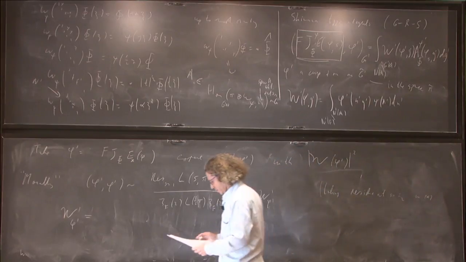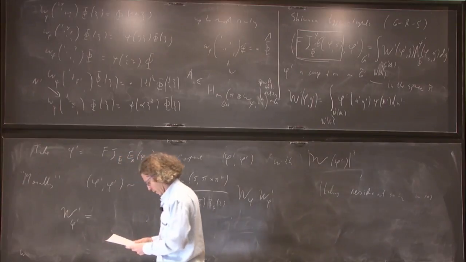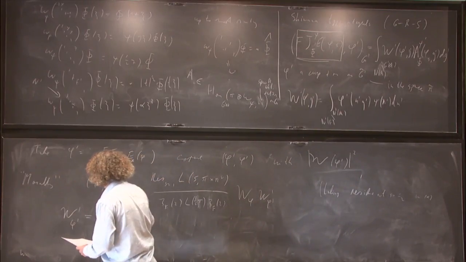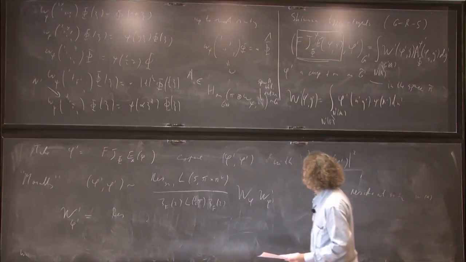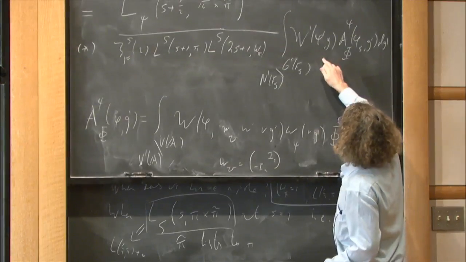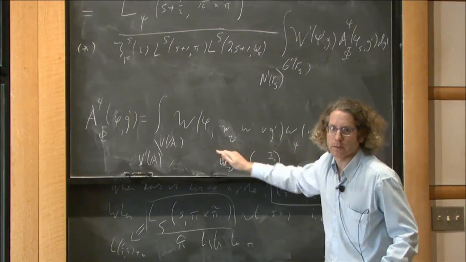Okay, so this is just roughly what's going on. And then the W phi prime. But in the computation, where did the W phi come from? Well, it's here, right? I have the W prime and I have the W here in the A.